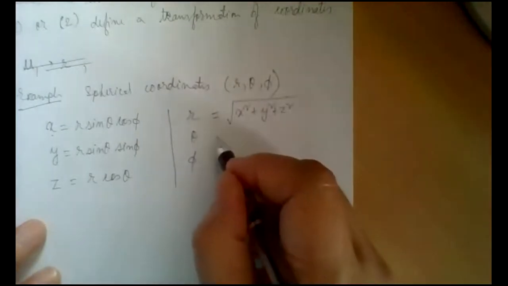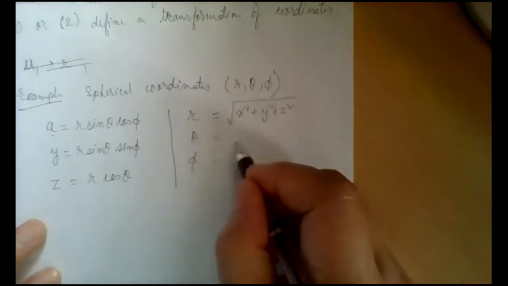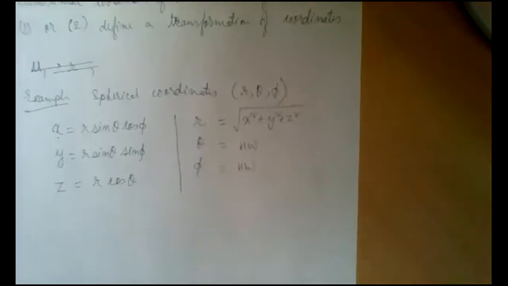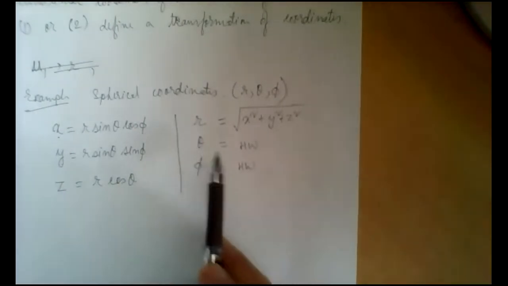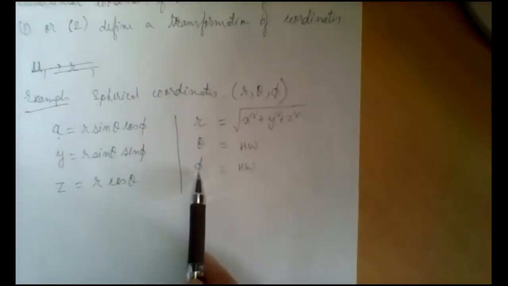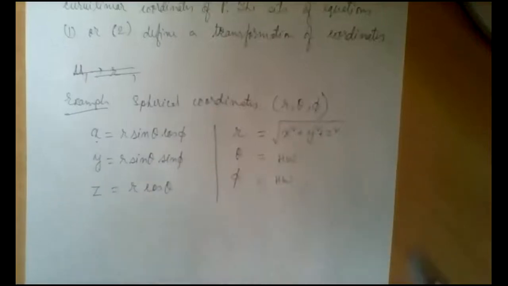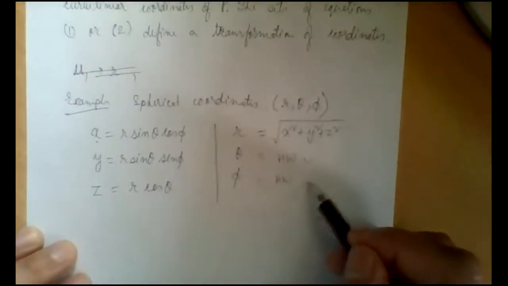This is r. And what is theta? What is phi? You find this out as your homework. How do you express theta as a function of x, y, and z? How do you express phi as a function of x, y, and z? Try to find out these two expressions as your homework.